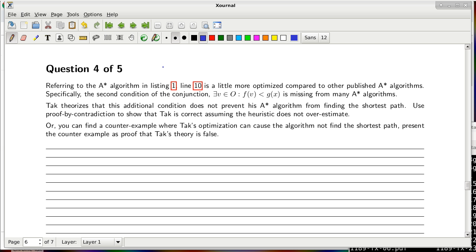Now the question says, TAC theorizes that this additional condition does not prevent the A star algorithm from finding the shortest path. Use proof by contradiction to show that TAC is correct, assuming the heuristic does not overestimate. Or if you think TAC is probably wrong, then you can find a counterexample where, if you follow TAC's algorithm on this graph, the algorithm will not find the shortest path. You can do either one, but one is the correct answer and the other one is probably not.